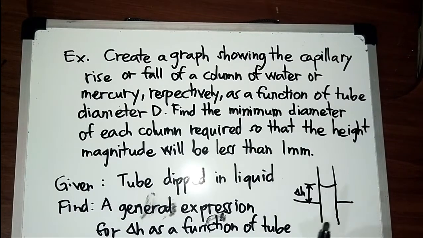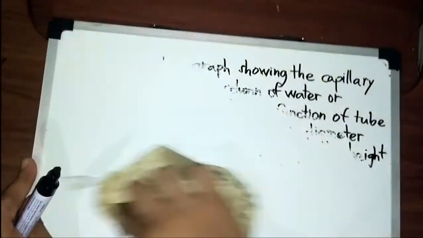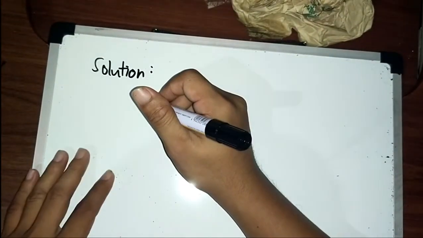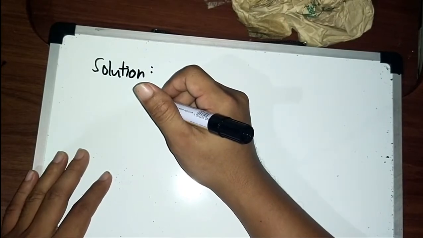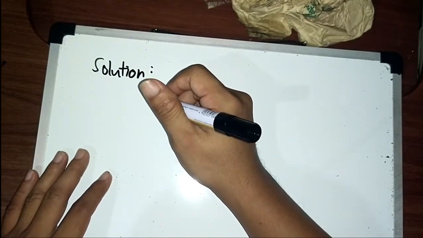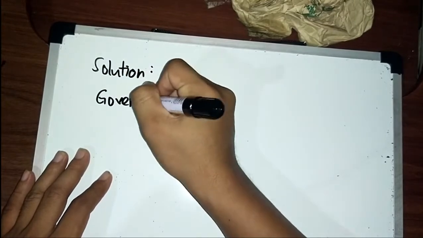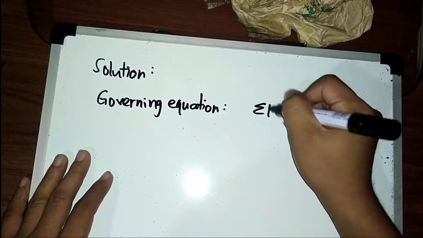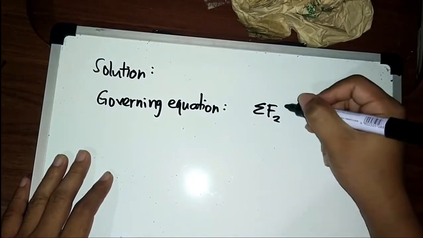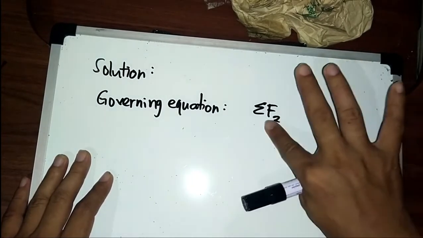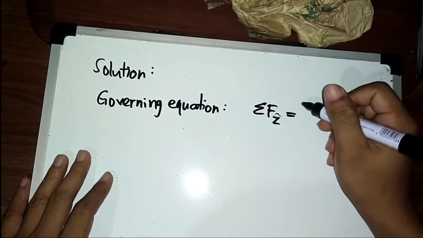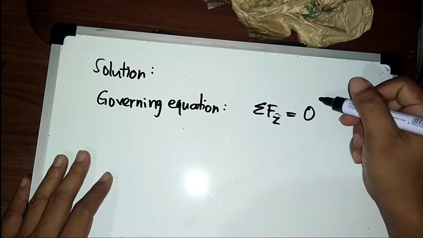Then we have the solution. So we will erase this first. Okay, apply free body diagram analysis and sum vertical forces. So the governing equation: the summation of vertical forces, or summation of Fz, where this is Z, is equal to 0.